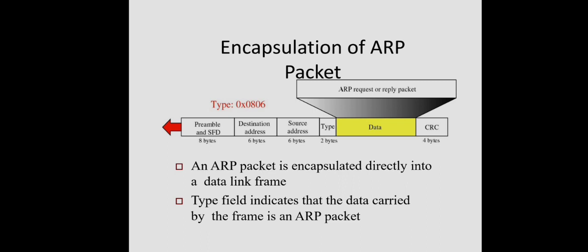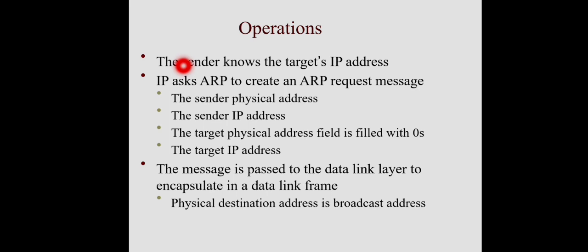And this ARP packet is actually constructed by the network layer, right? And that will be handed over to the corresponding data link layer, where a frame is constructed using this packet as the data part. So the type here indicates that this is an ARP packet. All other information like destination address, source address, preamble, everything will be there in the frame, as we have already seen.